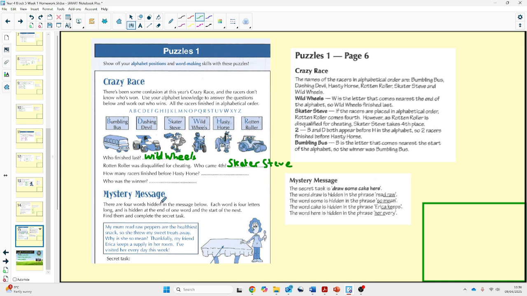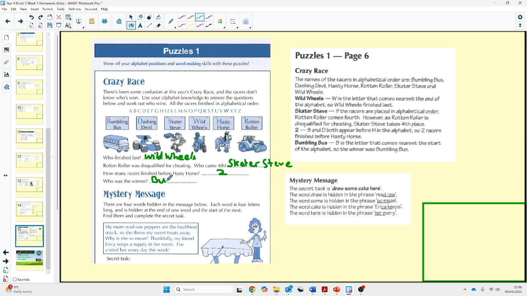And then moving on to the next one, how many races finished before Hasty Horse? Well, it would be 2, because B and D both appeared before H in the alphabet, so 2 races finished before Hasty Horse, so 2. And then who was the winner? Well, it'll be Bumbling Bus. B is the letter that comes nearest the start of the alphabet, so the winner was Bumbling Bus.